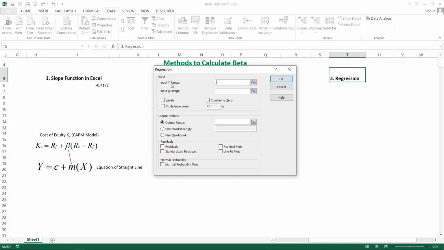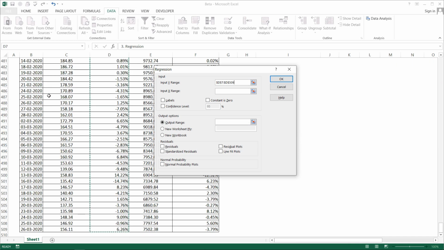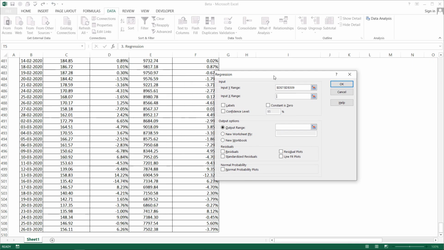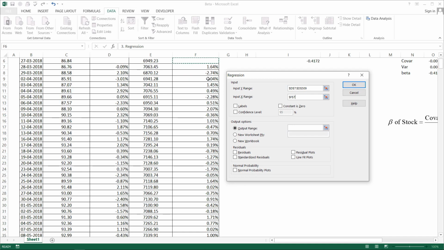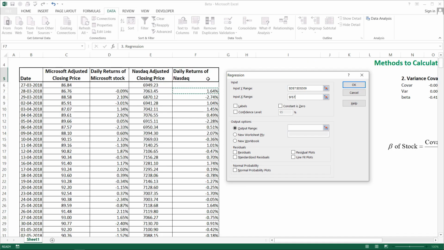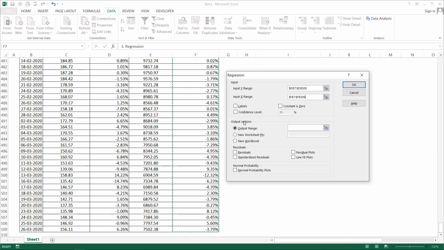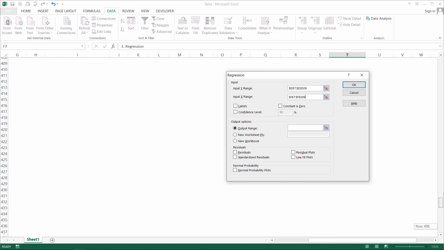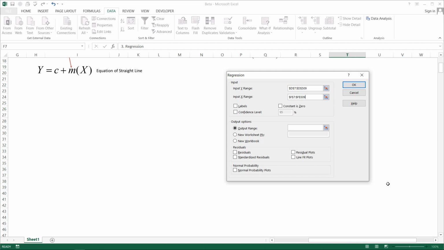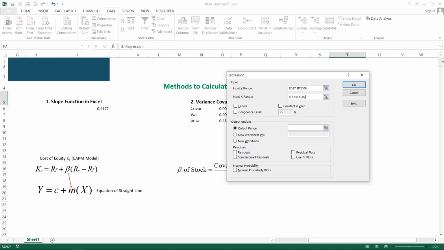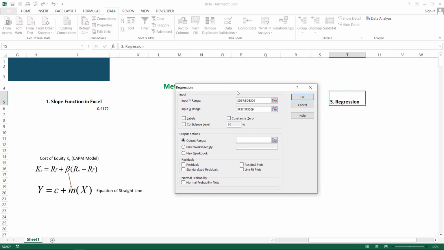Here, like the slope function, it asks for the y and x range, and we know the y range is stock returns, so select the stock returns. Similarly, the x range is market returns, so select the market returns. The rest is fine. Output location means where you want the output. In the same sheet, give the cell location to start, or you can choose the output in a new worksheet or altogether in a new workbook. Let's give the cell location to start the regression output from here.